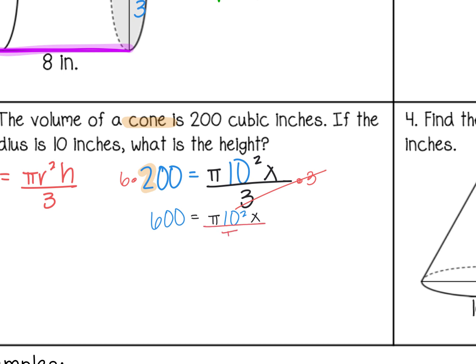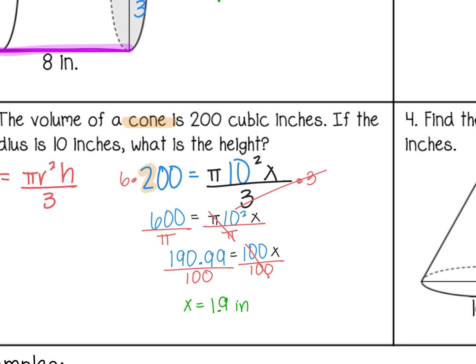All right, this is going to give you a decimal. Rounding to the nearest hundredths, I'm going to get 190.99 equals, I'm going to change my 10 squared. What's 10 squared? 100. Good, I'm changing it to 100x. Now what do I do? Divide by 100. And my answer for x is 1.9, which is my height. So I'm going to write it as height.